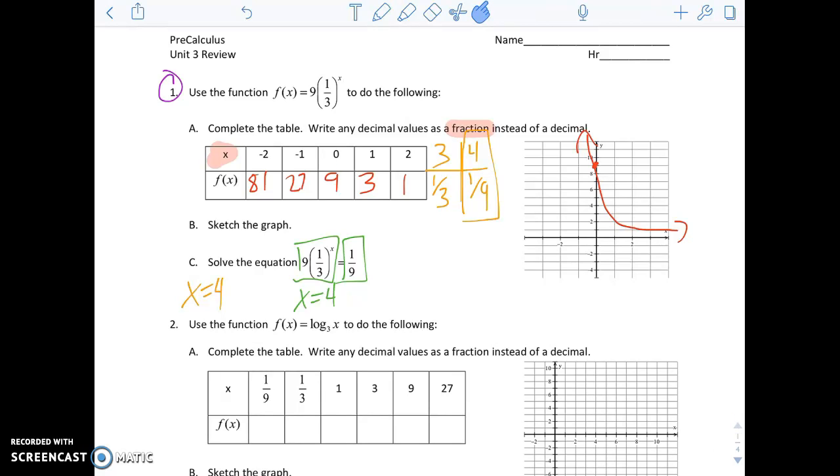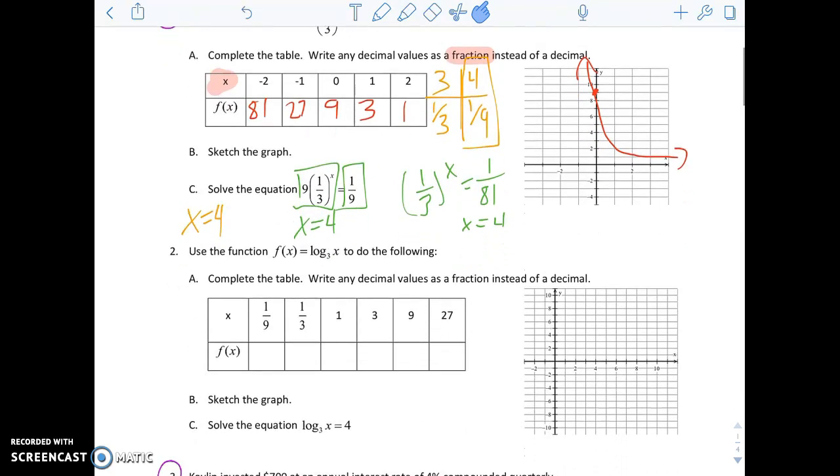The third way is we can solve it algebraically. If I divide by 9 on both sides, I'll get 1/3 to the x power equals 1/81. So now I need to figure out x to what power, or 1/3 to what power gives me 1/81, and that will give me x equals 4 again. Yeah, that's generally how you do that one.